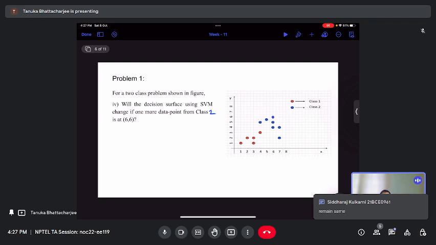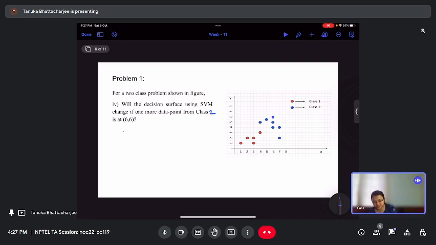Yeah, Siddharaj is saying it will remain the same. You are correct, it will remain the same, because the decision surface that you are determining, as I said, only depends on the support vectors, not the data points which are inside the class. So, if I am adding one more data point inside the class, that will not change the decision surface that we had. So, this will remain the same.